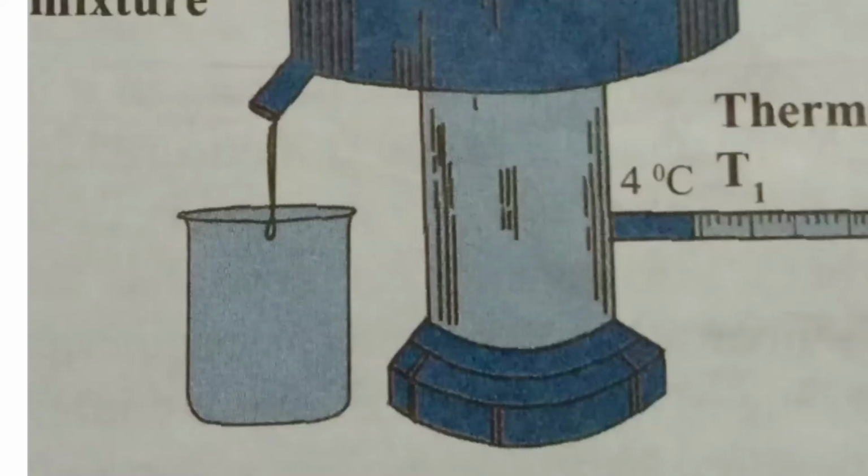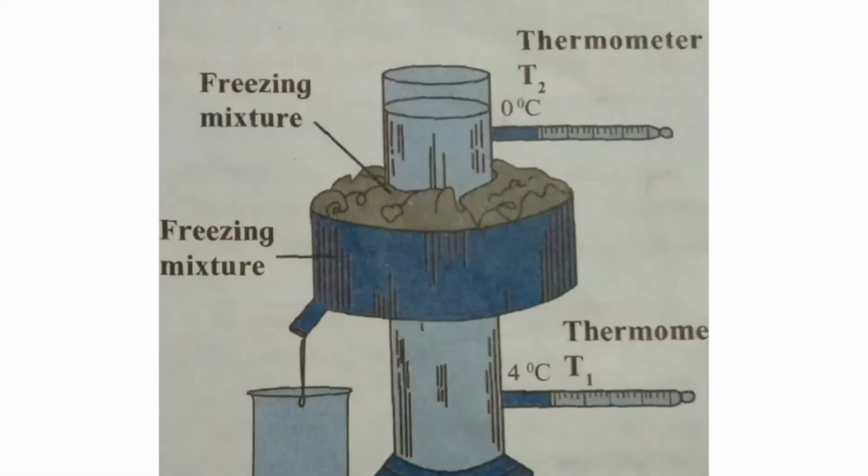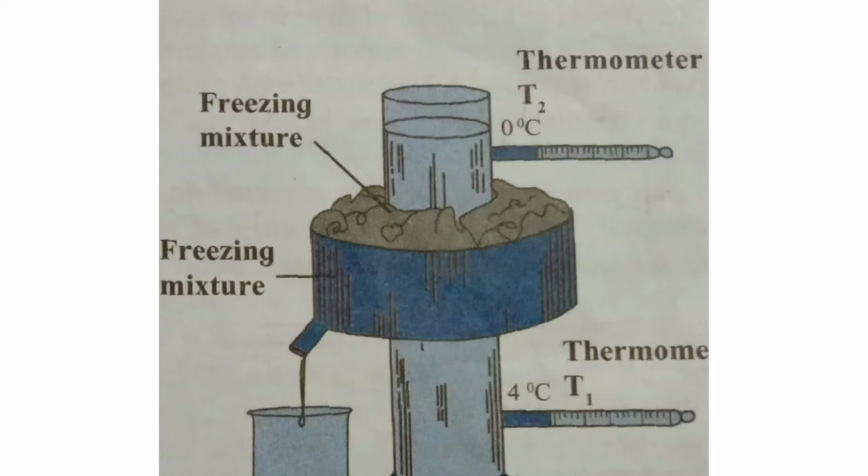Once it reaches 4 degrees, the other thermometer also will come to 4 degrees. Till that it will show 4 degrees only. T1 will show 4 degrees only. Okay, so now T2 has reached 4 degrees. Then if you still go, due to the freezing mixture, cooling still takes place. So now the entire water inside the cylinder is at 4 degrees Celsius.